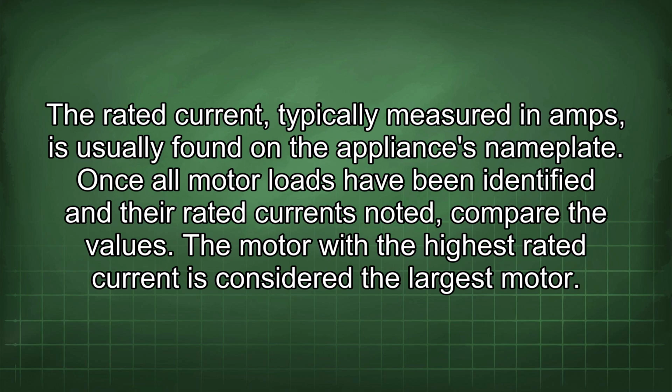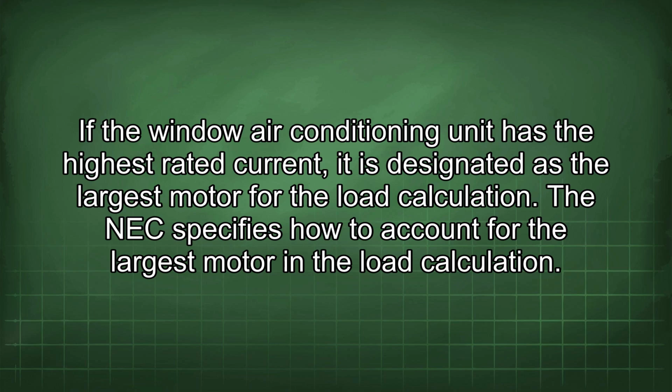Once all motor loads have been identified and their rated currents noted, compare the values. The motor with the highest rated current is considered the largest motor. If the window air conditioning unit has the highest rated current, it is designated as the largest motor for the load calculation. The NEC specifies how to account for the largest motor in the load calculation.